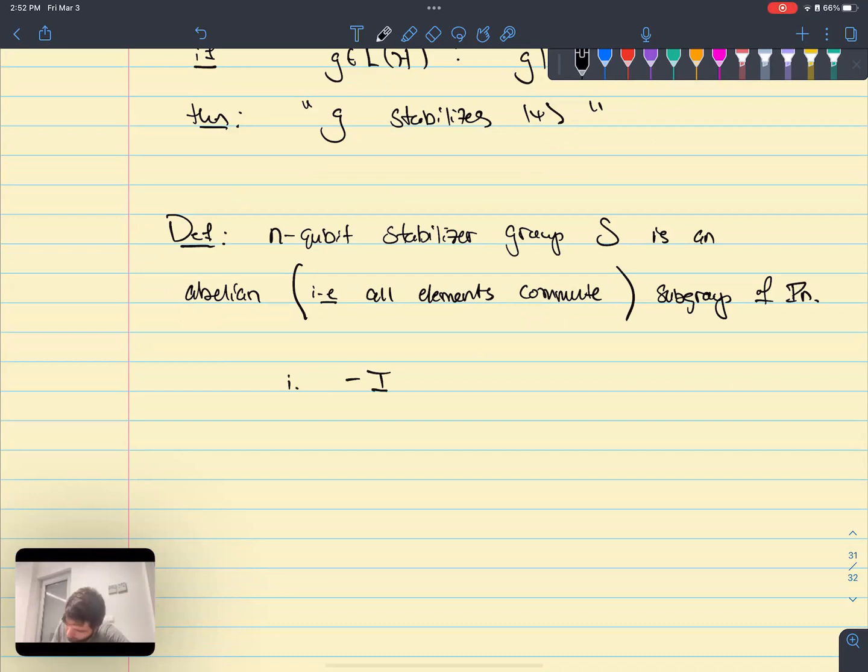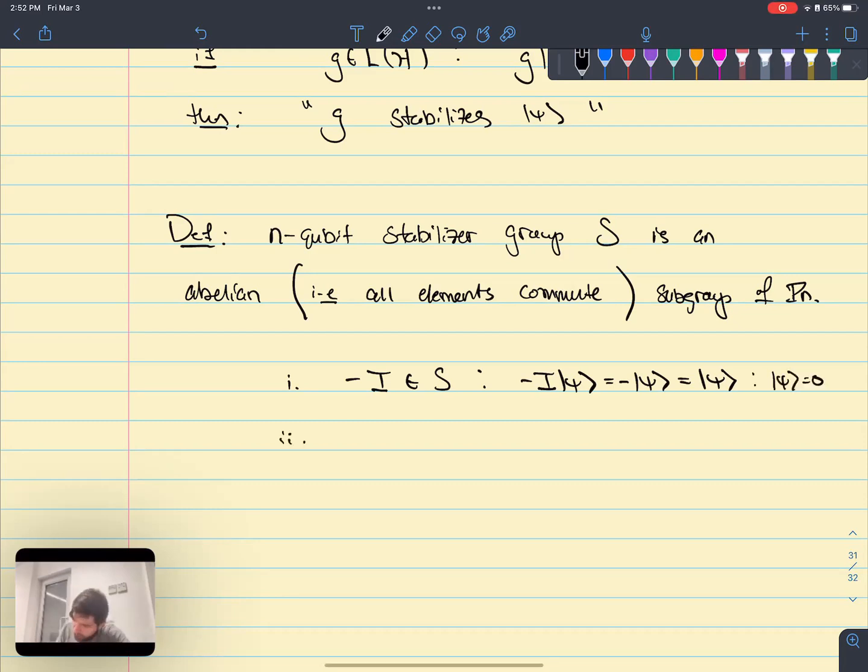Although negative identity is inside the Pauli group, it can't be inside the stabilizer group, because it only stabilizes the trivial state psi equals 0. Minus I times psi always has the same eigenvalue, minus 1 times psi. If you impose that this is part of the stabilizer set, then it must equal psi. But if negative psi equals psi, then this is just saying psi equals 0.